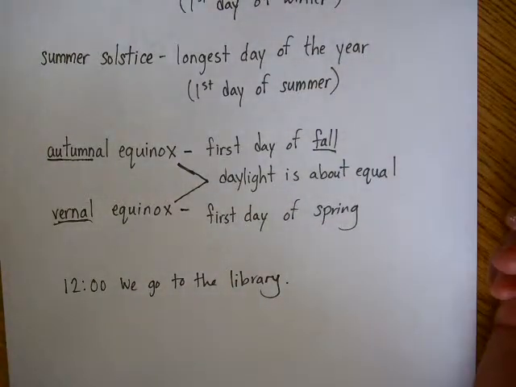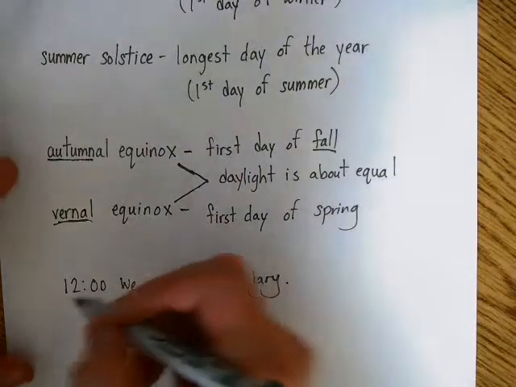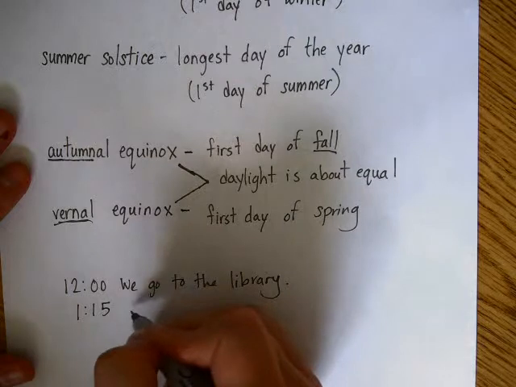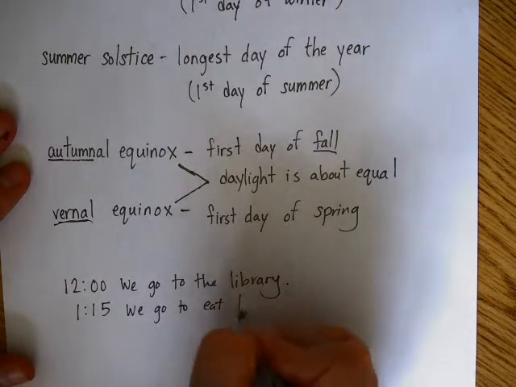So we want kids to be able to add an hour and 15 minutes, for example, to this 12 o'clock time. And they'd say, okay, well, if it's an hour and 15 minutes, I'm going to add it and it'll be at 1:15. We go to eat lunch.